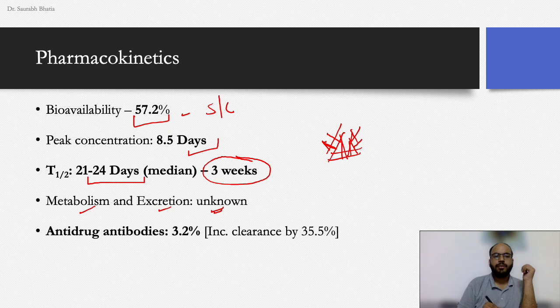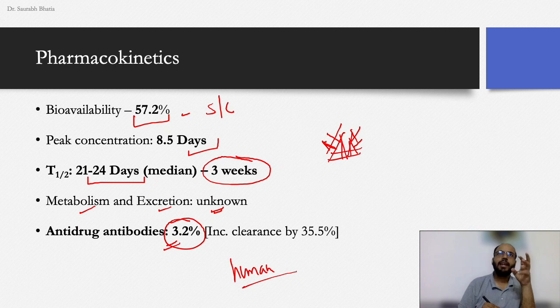Anti-drug antibodies are found to be about 3.2%. Remember that it is a fully human immunoglobulin. That's why the anti-drug antibodies are less. So they are 3.2%, while chimeric biologicals like infliximab and rituximab will lead to significant anti-drug antibodies, and the efficacy will reduce over time.